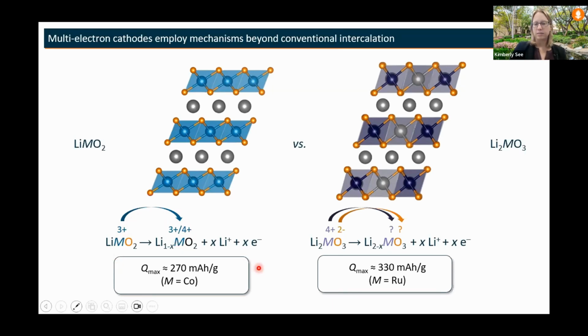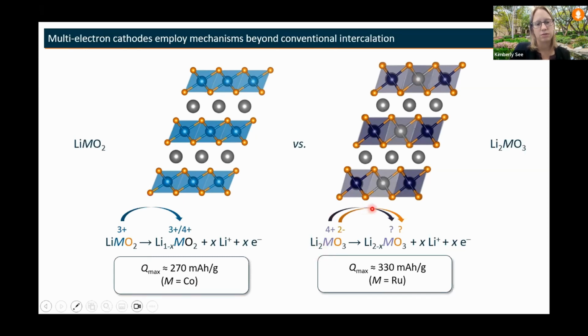If we think about mechanisms that go beyond this, there are these so-called lithium-rich materials that have more than 1 mole equivalent of lithium. And to form these types of materials, you have to go down the periodic table to these 4D transition metals like ruthenium. But if you do that, then you can imagine that you can deintercalate 2 mole equivalents of lithium. And then the question is, where does that electron come from?